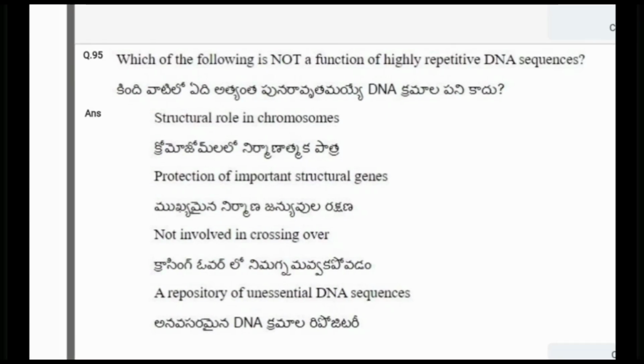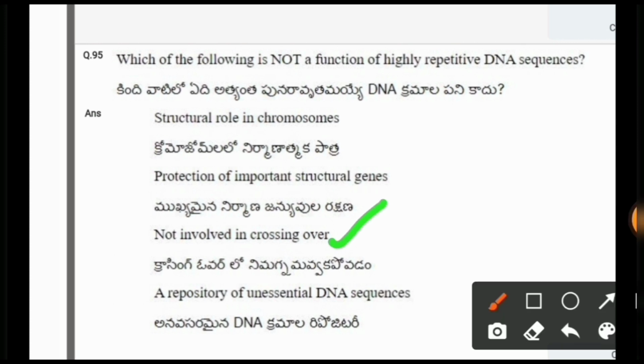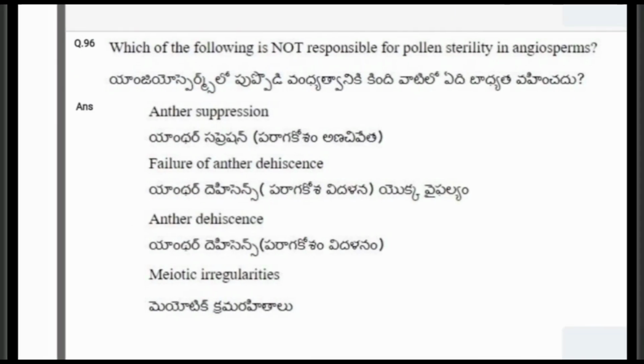Next question. Which of the following is not function of highly repetitive DNA sequences? Options are structural role in chromosomes, protection of important structural genes, not involved in crossing over, a repository of unessential DNA sequences. The correct option is the third one, that is not involved in crossing over. Let's see the next question.